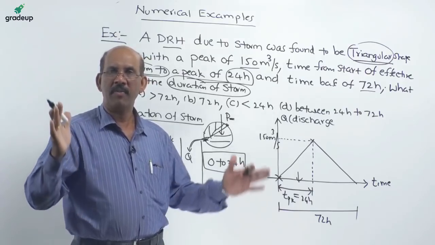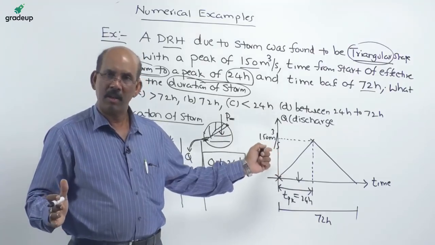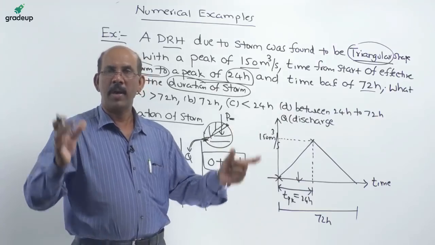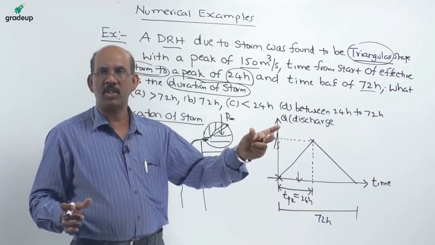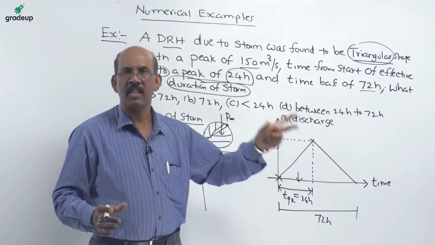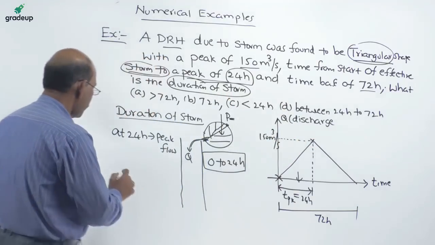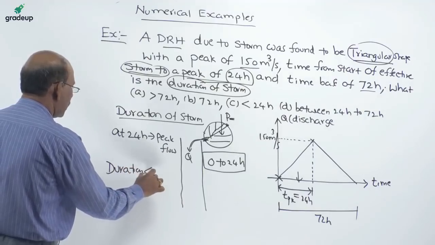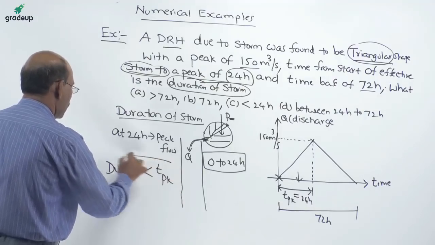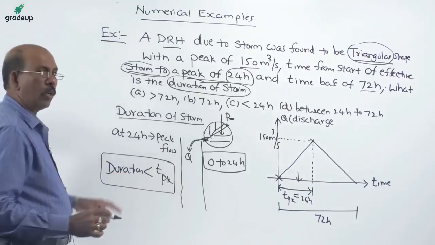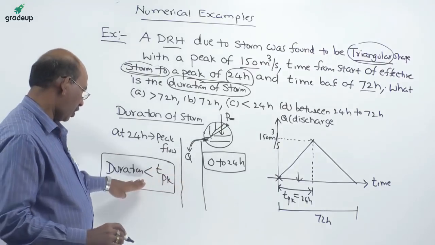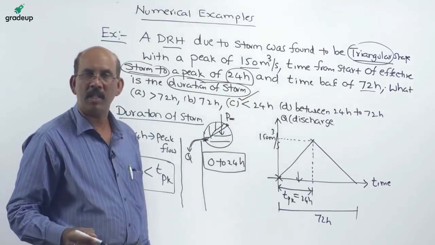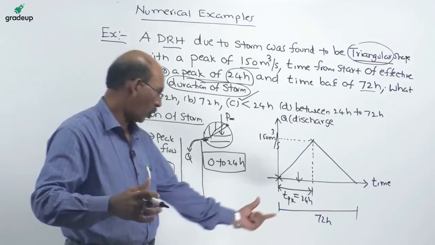That means the rainfall stopped, then this water takes some more time to reach the river. Therefore, based on this, the duration of the storm is always less than the time of peak. So, according to this condition, the answer is C. The answer is C, less than 24 hours.